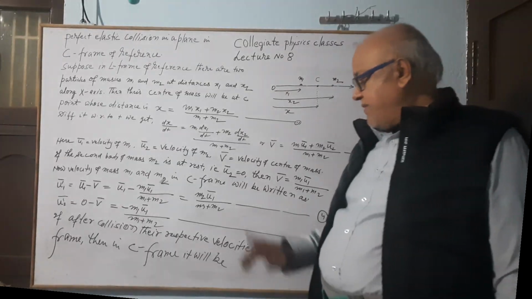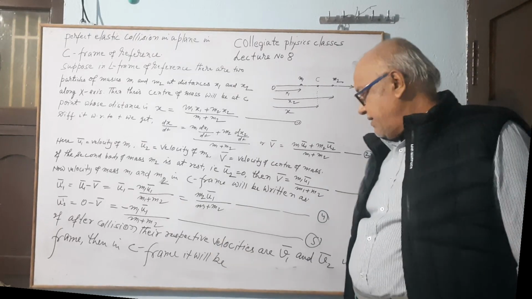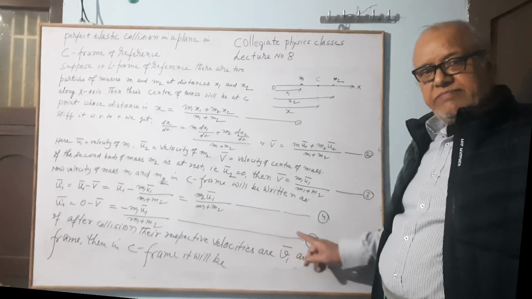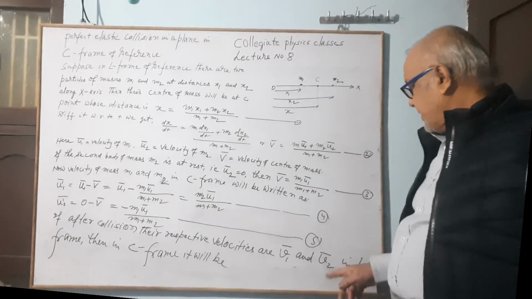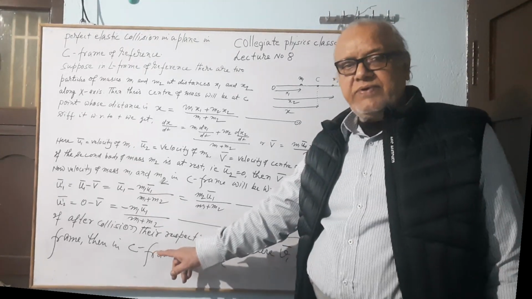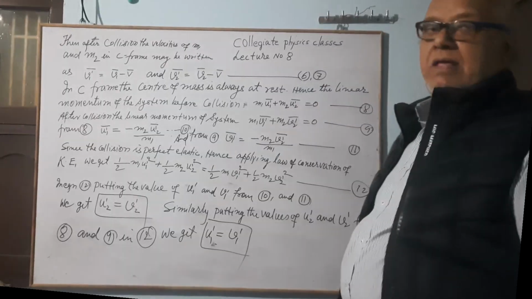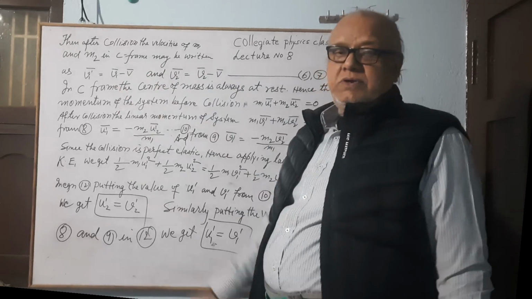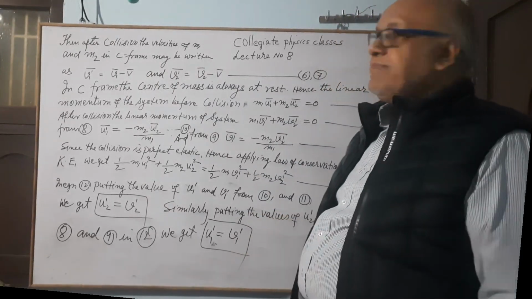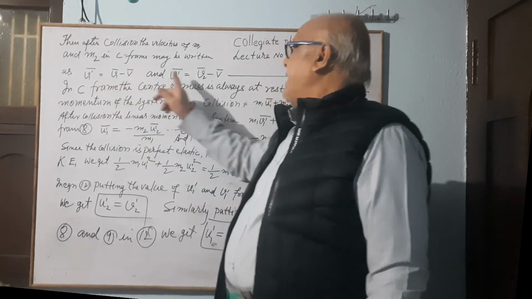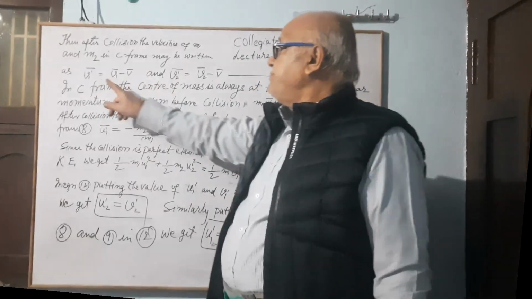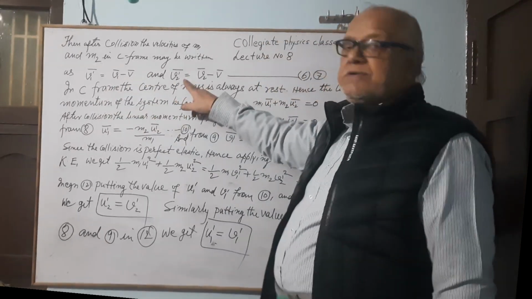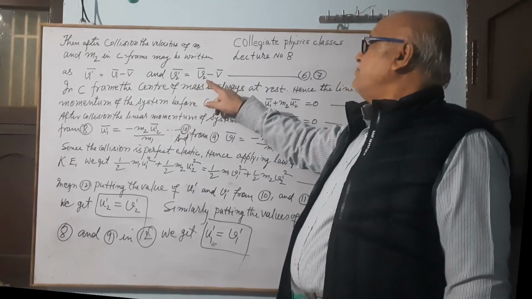Now suppose that after the collision, the velocity of first particle m1 becomes v1 and the velocity of second particle m2 becomes v2 in L frame of reference. Then after collision, the velocities of m1 and m2 in C frame of reference may be represented by v1 dash and v2 dash, and the value of v1 dash will be equal to v1 minus V, and the value of v2 dash will be equal to v2 minus V.